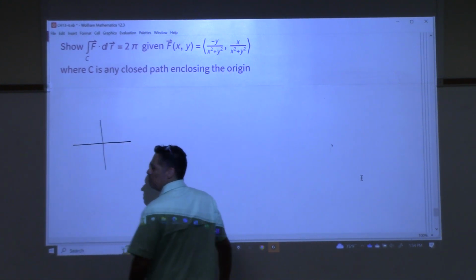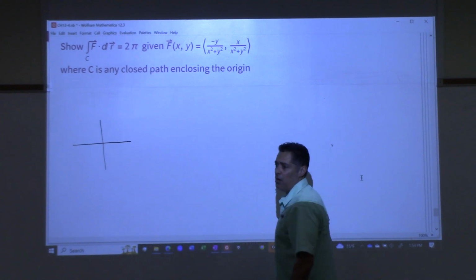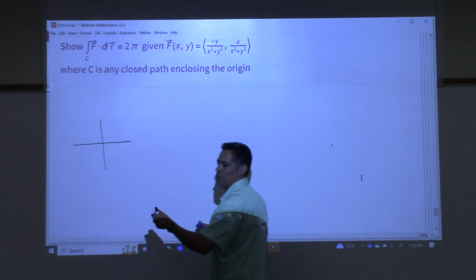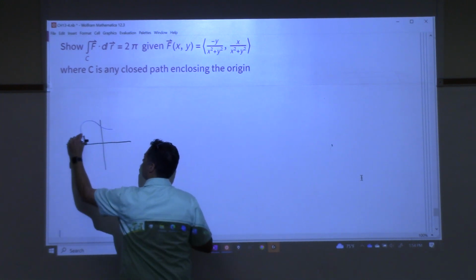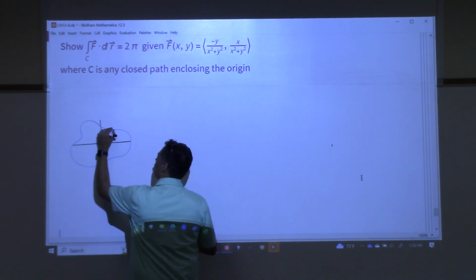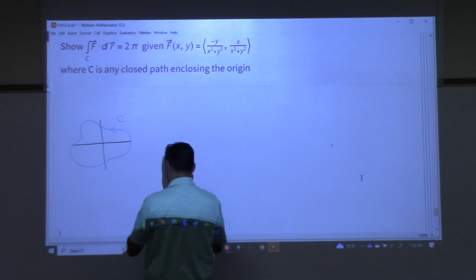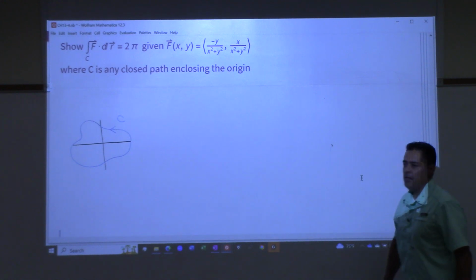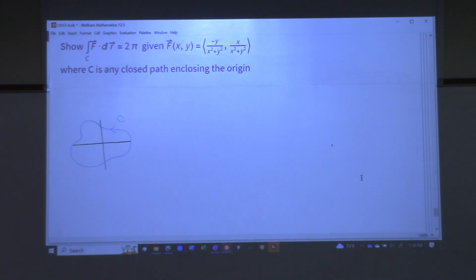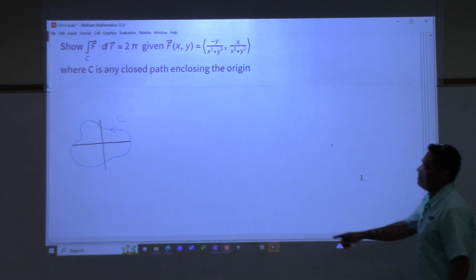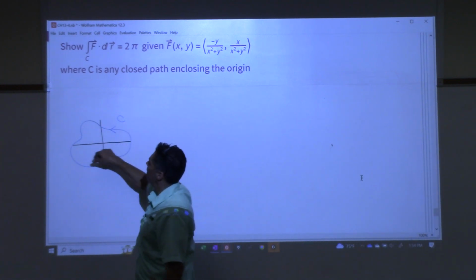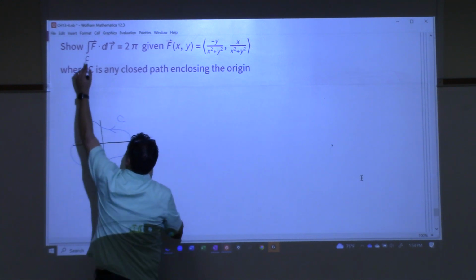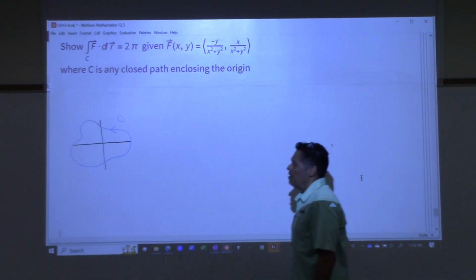I'm going to draw a curve that encloses the origin. Arbitrary. I'm going to call that C. Everybody happy so far? Does that C satisfy that? I need to show now that when I move along this curve, positive orientation, it's closed, there could be a circle up there, I need to show that my answer is 2 pi.